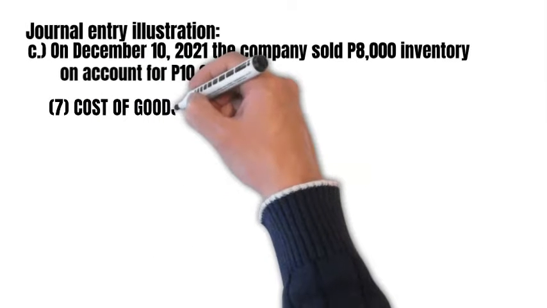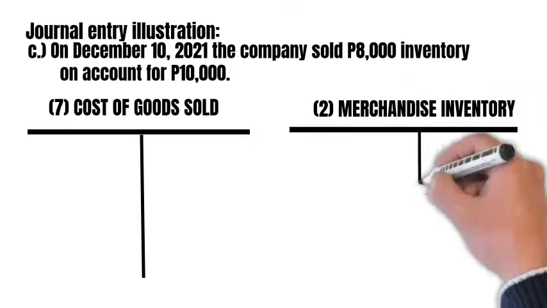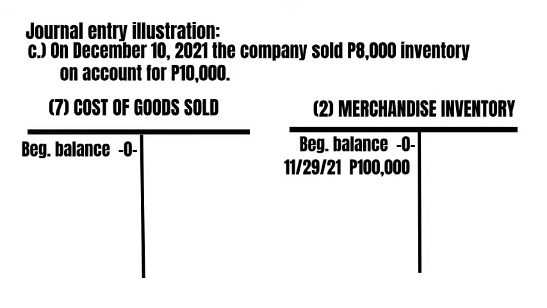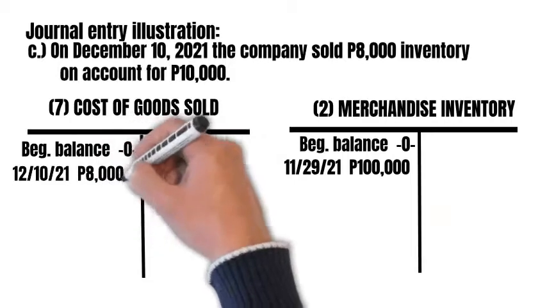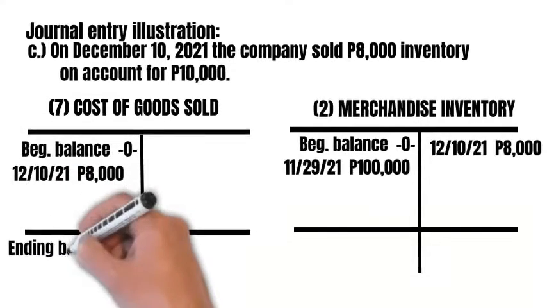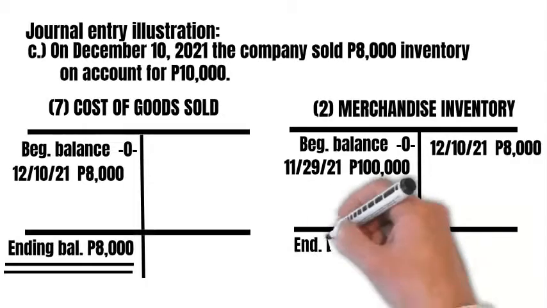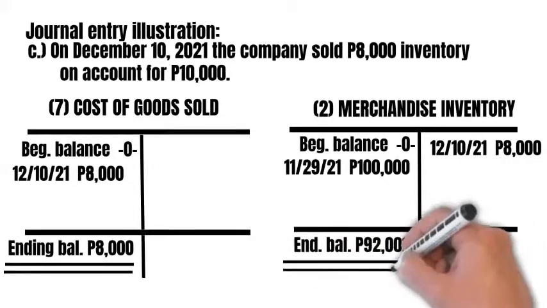Cost of goods sold. Merchandise inventory. Beginning balances. Debit cost of goods sold 8,000 pesos. Credit merchandise inventory 8,000 pesos. Cost of goods sold ending balance 8,000 pesos. Merchandise inventory ending balance 92,000 pesos.